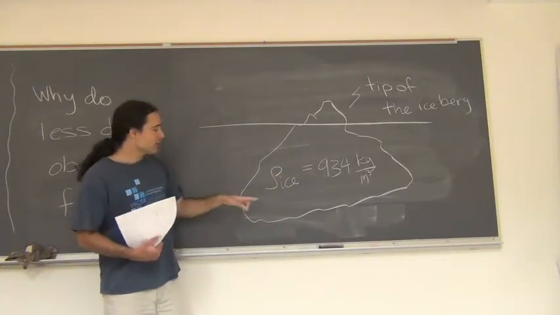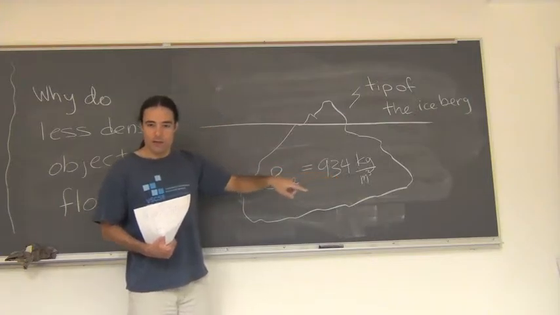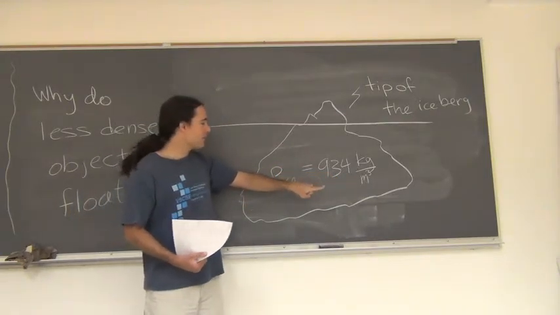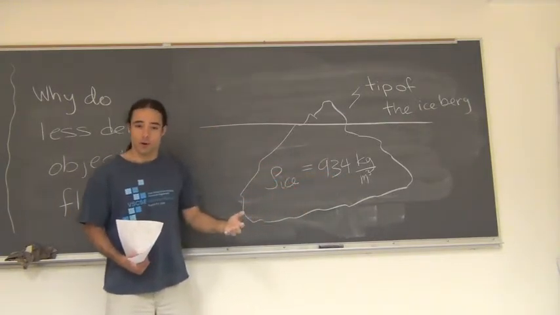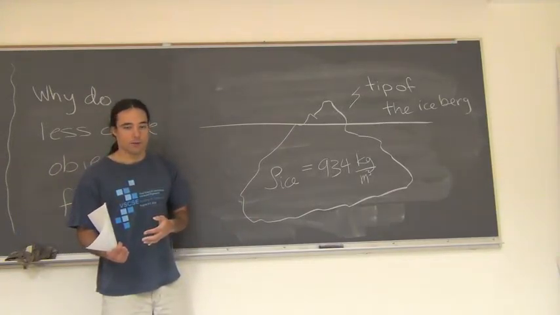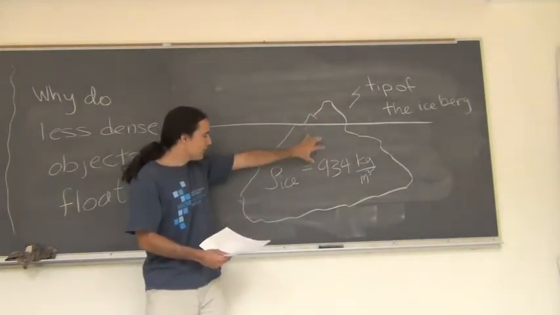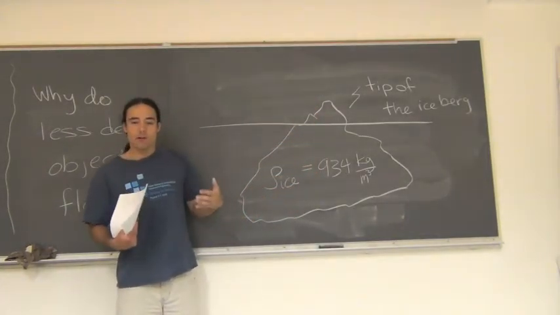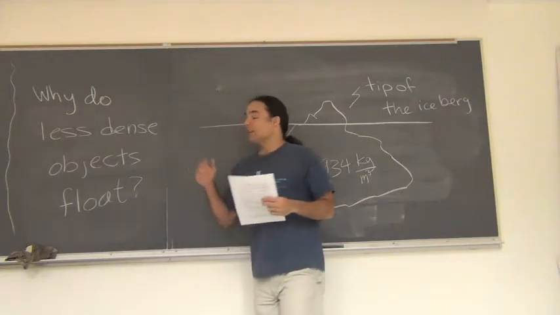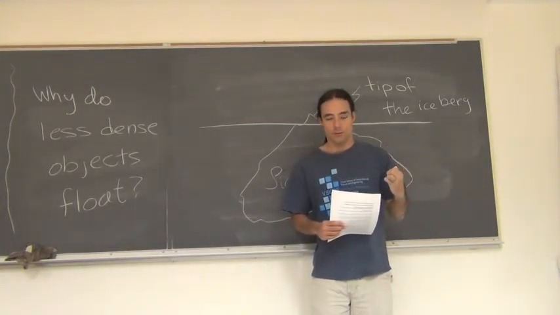The reason is that the density of ice is pretty close to the density of water. They're not orders of magnitude different. Ice is about 934 kilograms per meter cubed. Water is 1,000 kilograms per meter cubed. So we have just a little bit sticking above. Most of it is down underneath. To figure out why this is the case, we need to figure out why less dense objects float.